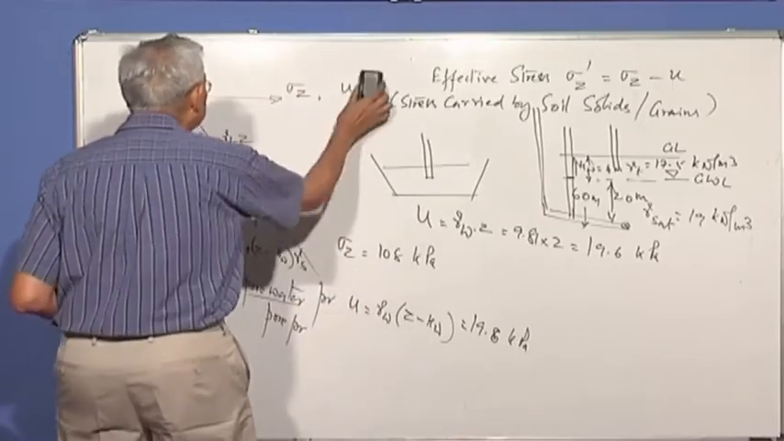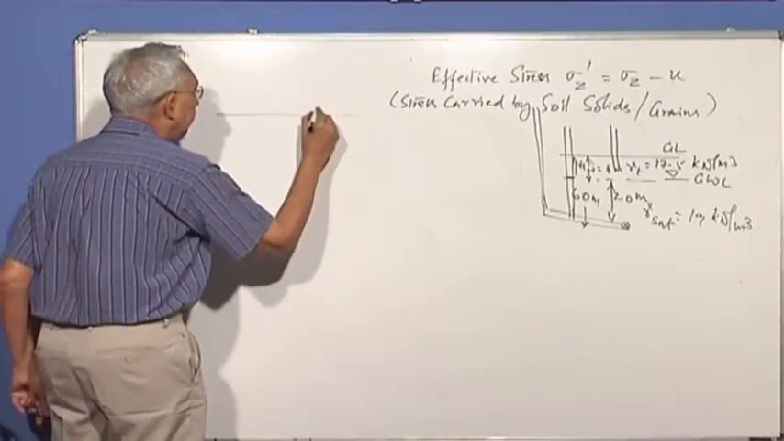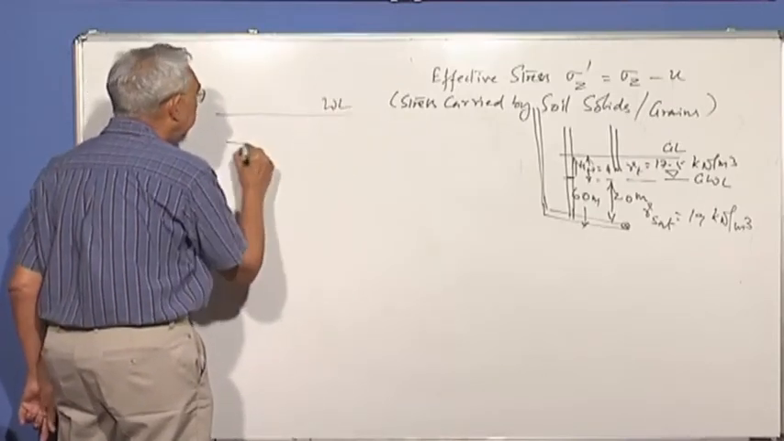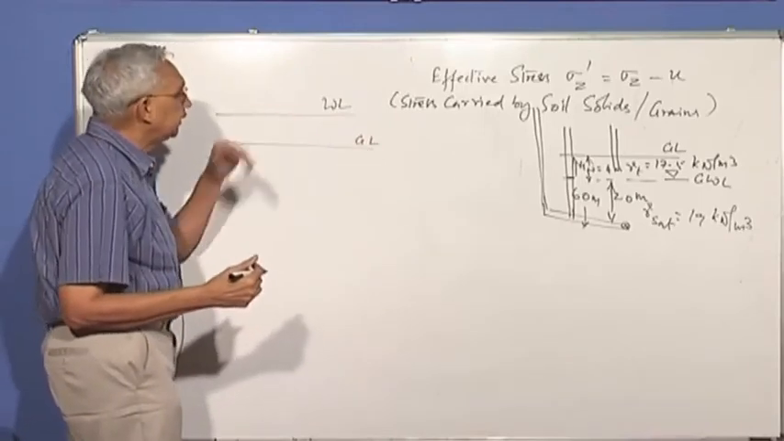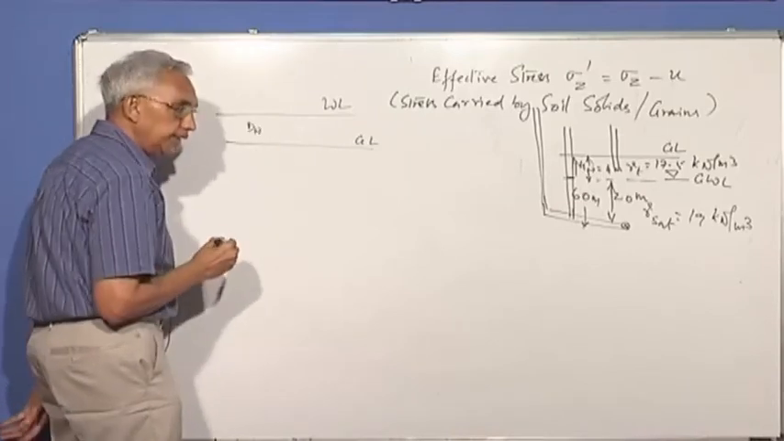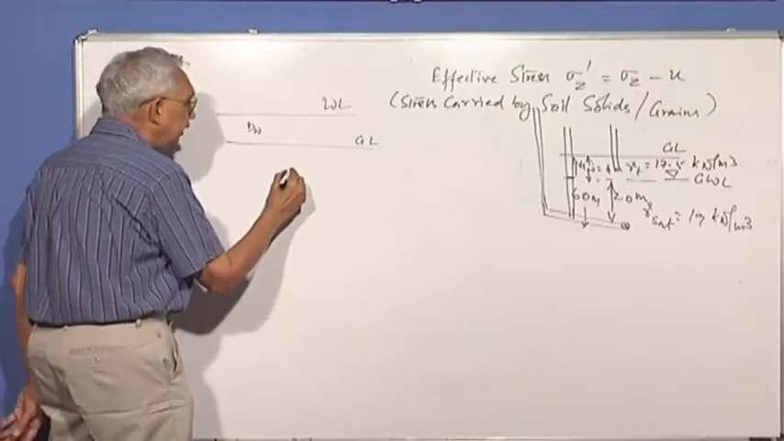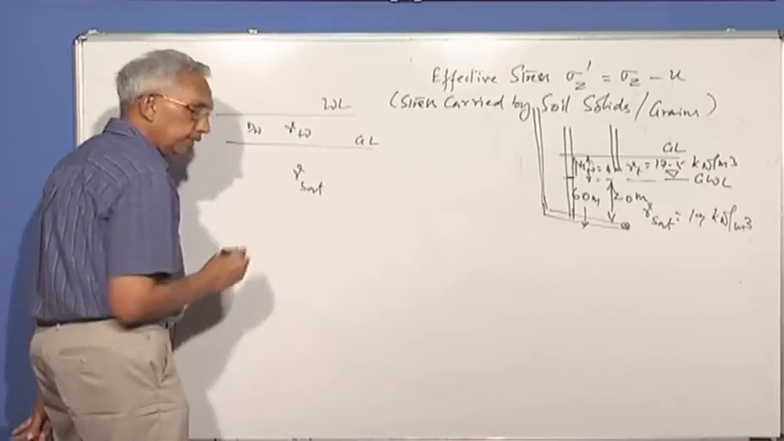Suppose you have submerged ground. How do you calculate? Here is the water level and this is the ground level. You are doing an offshore project and this is the sea level. Let's say this depth to water is dW, and then the soil here obviously will be gamma saturated. Here it is gamma water.